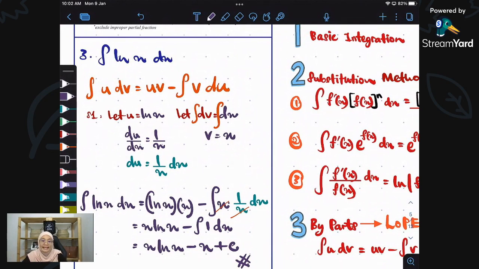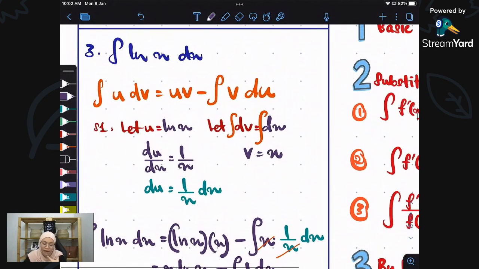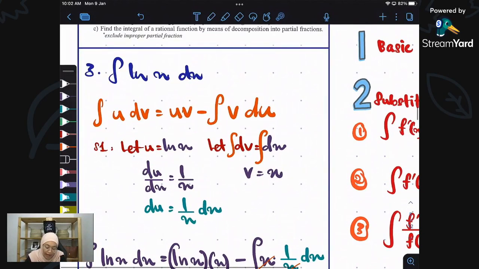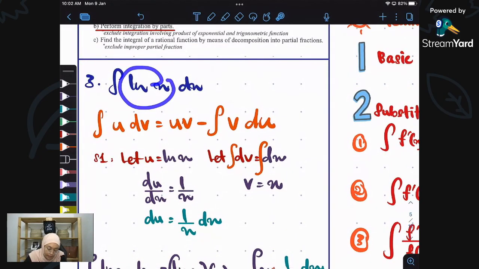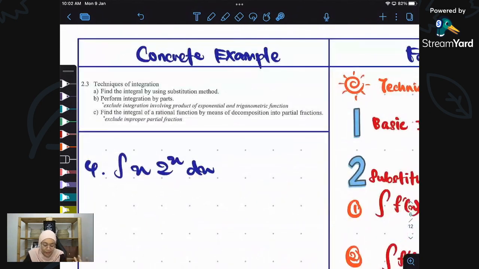You might be thinking, wow, so easy. But how do I know that this is my u and this is my dv? How do I know that ln is always the one chosen as u? Is it only ln? I will explain this in the next question, which is question number 4.